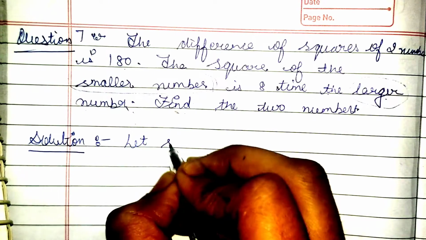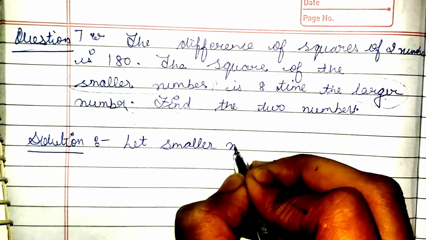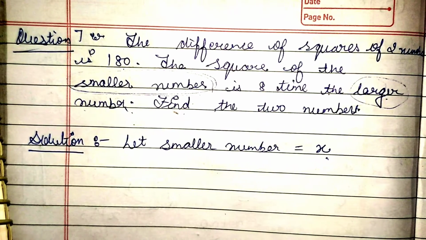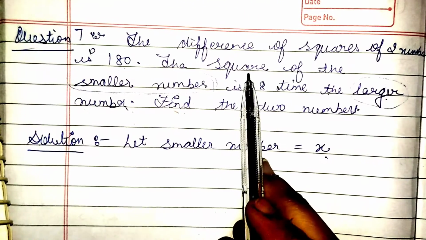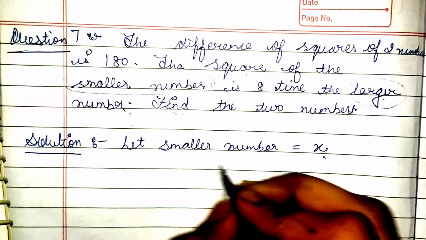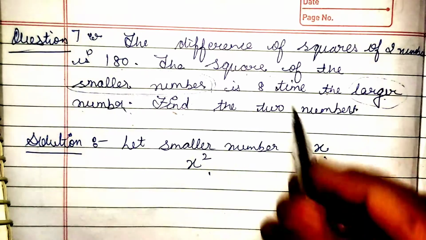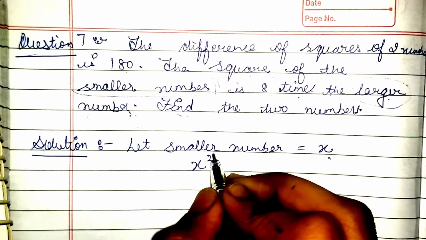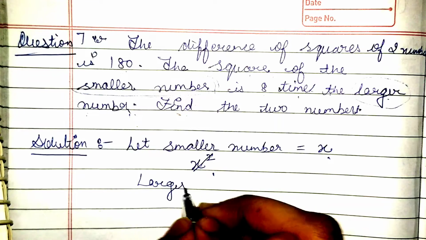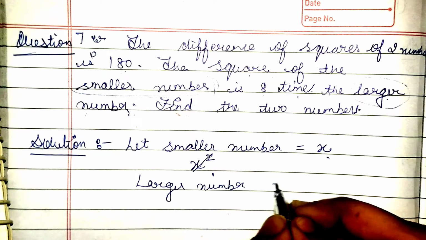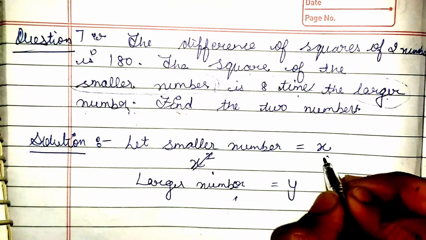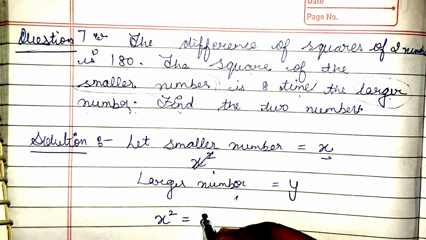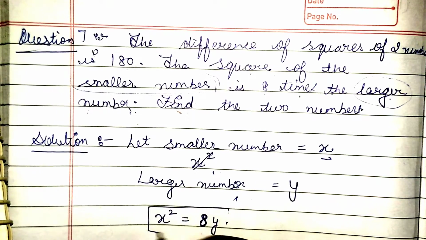So let us assume that my smaller number is equal to x. And what next is given in the condition? When I square the smaller number, this is 8 times my larger number. So let us suppose my larger number is equal to y. So what is given in the question? That the square of this number is 8 times my larger number.